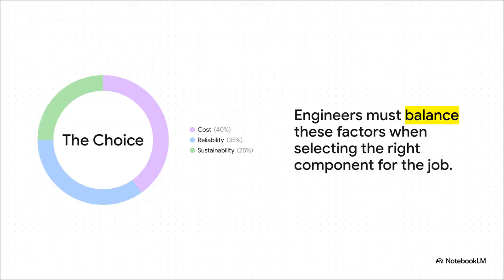And it's not just about cost versus reliability anymore. Engineers also have to think about the environmental impact. Is it better to use a cheaper component that might end up in a landfill, or a slightly pricier one made from more sustainable materials? These are the kinds of tough balancing acts designers and engineers have to deal with every single day.